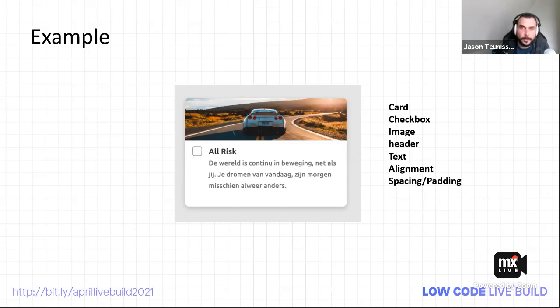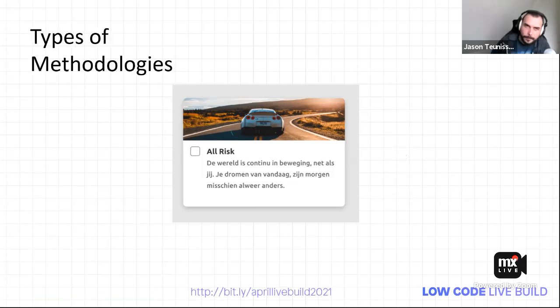There's an image up top. There's some text in there, headers, text. There's also alignment going on, and different kinds of spacings or paddings. So we can look at this like, how do we want to create this? How do we want to design this? And we can look at that from two different points of view, which are different types of methodologies.